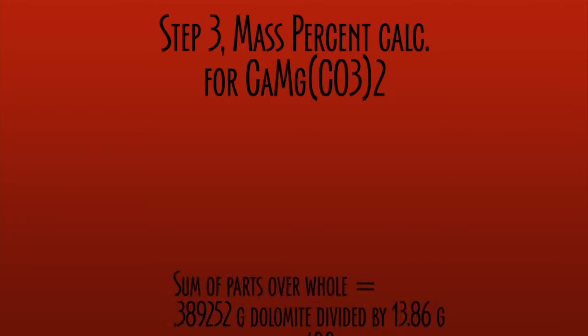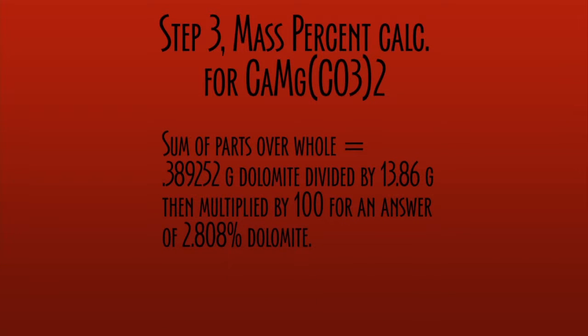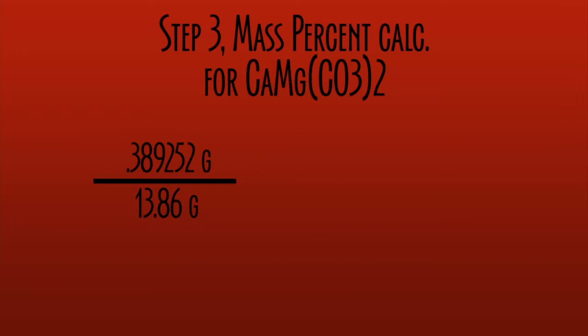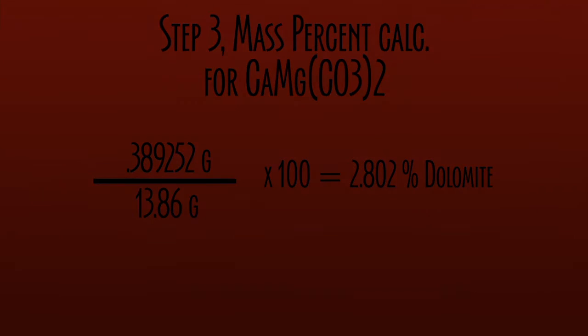All right. And just a little recap on how to get mass percent. It's the sum of the parts over the whole. So we had 0.389252 grams over what we were given, 13.86 grams. Find that, multiply by 100, and get 2.808% dolomite.